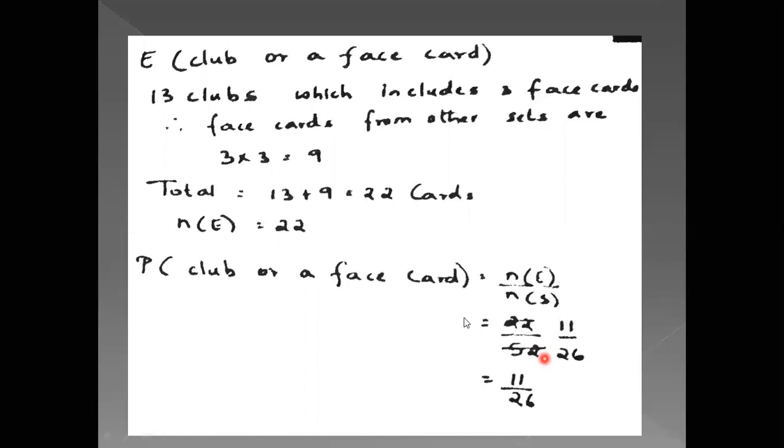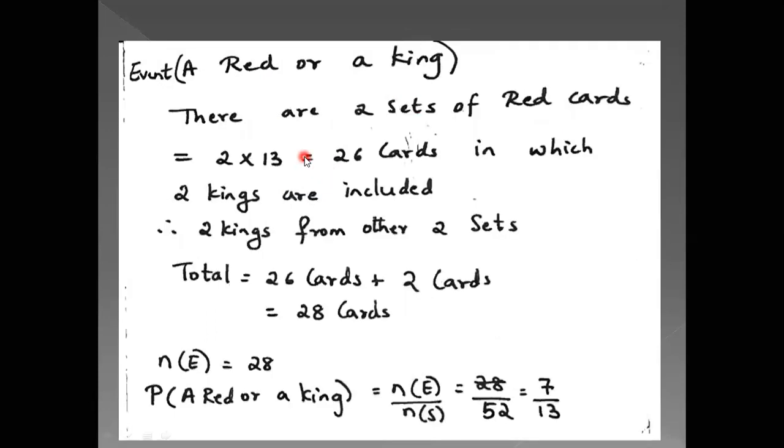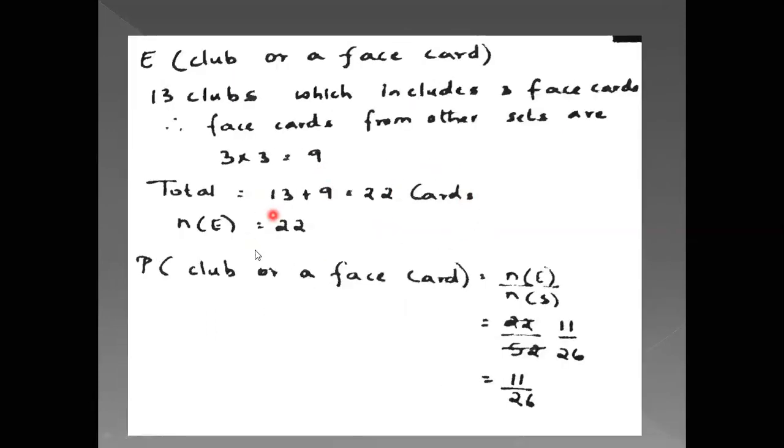Now we go to the next. Event is club or a face card. So you know 13 clubs are there. So when or is there, you have to include both the conditions. So 13 clubs, which includes 3 face cards. So these face cards are already included over here. And so you have to say the remaining cards which are there. There are 3 in each set, so 3 in the other 3 sets. So 3 threes are 9. So 13 plus 9 is 22 cards. So that is the event, because whenever or is there, you have to include both the conditions.